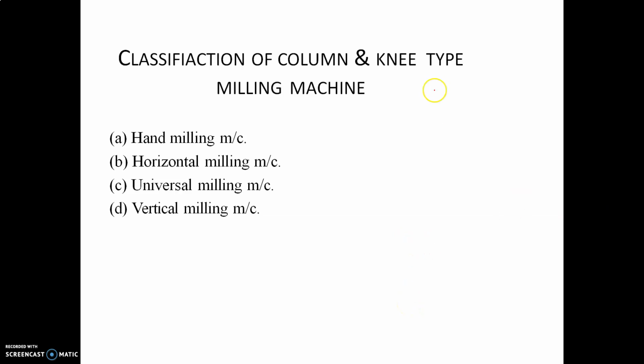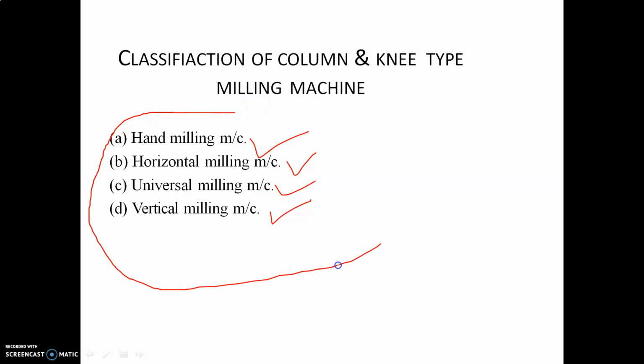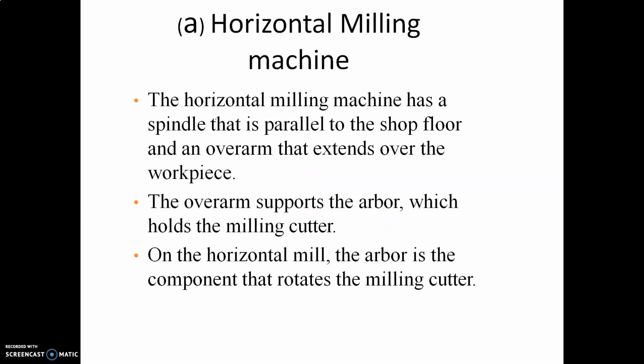Classification of column and knee type milling machines. Further classification of the column and knee type: hand milling machine, horizontal milling machine, universal milling machine, and vertical milling machine. These are the different types of column and knee type milling machine. The horizontal milling machine has its spindle parallel to the shop floor. The overarm extends over the workpiece. The arm supports the arbor which holds the milling cutter. On the horizontal mill, the arbor is the component that rotates the milling cutter.